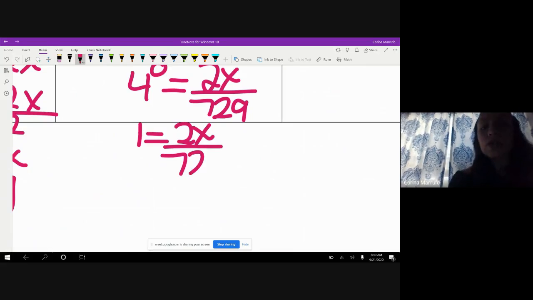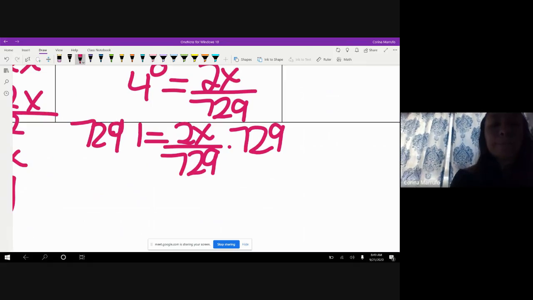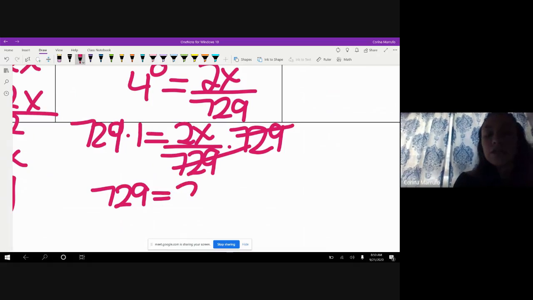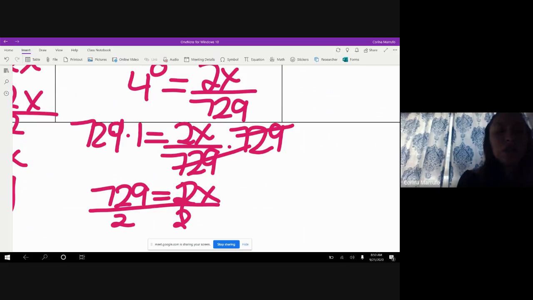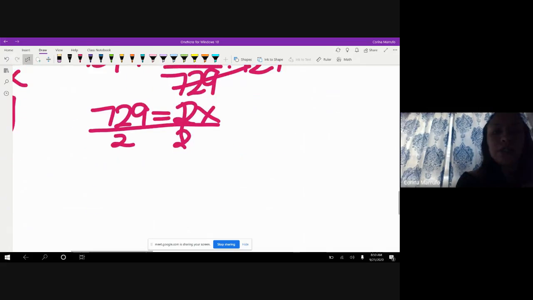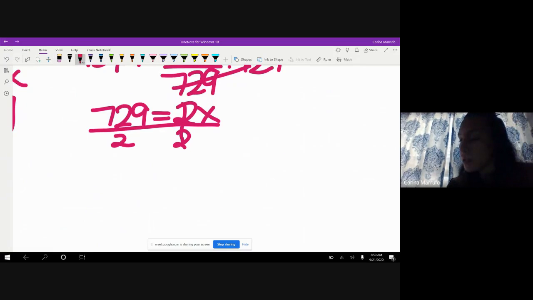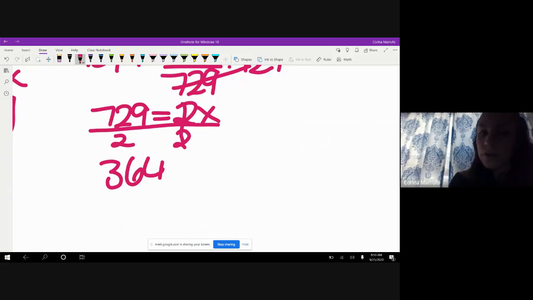So next we are going to get rid of the 729 by multiplying it on both sides. Okay, so 729 times 1 gives us 729 equals 2x. Okay, our last step is to divide both sides by 2. So 729 divided by 2 is going to give us 364.5, and that's what's equal to x.